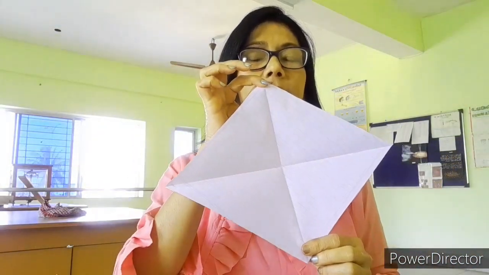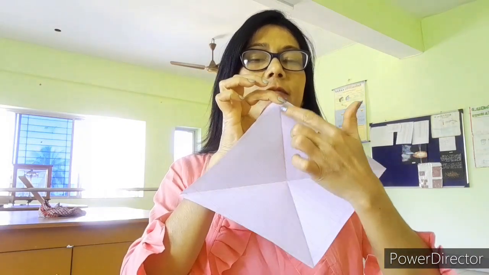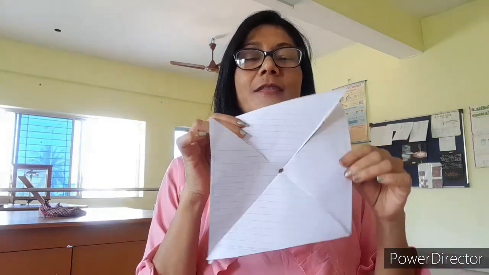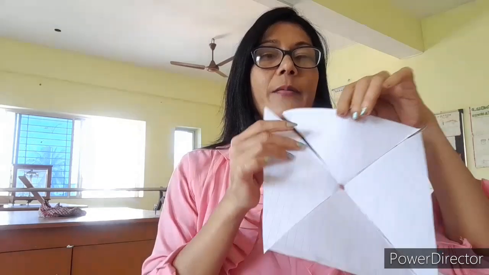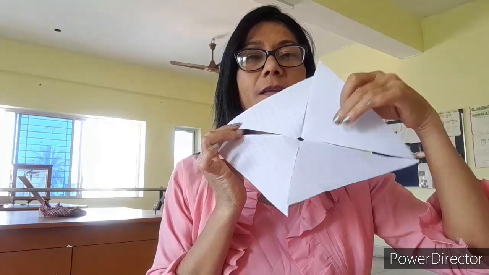Now this kind of paper you will get. Now from here, here and here, and from here, these four sides you will cut it down. Okay students, so see, I have cut down the paper in this way from four sides, and in the middle also I have made one hole.